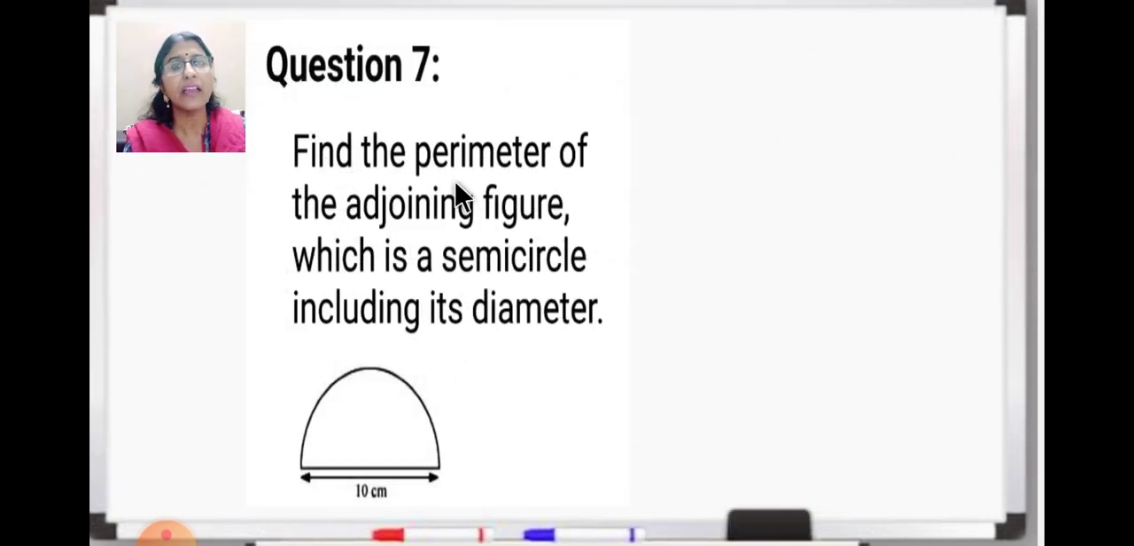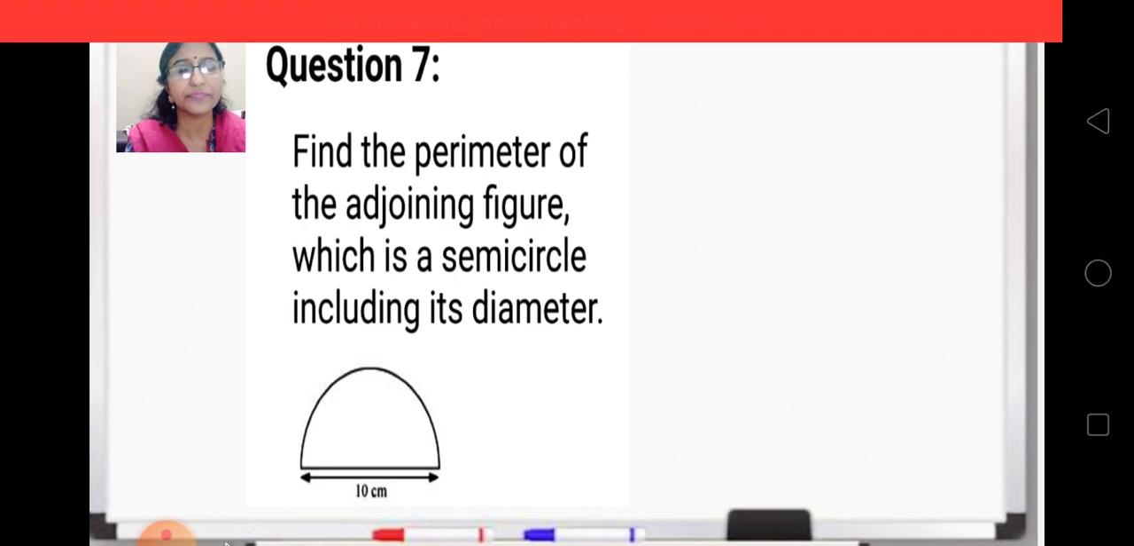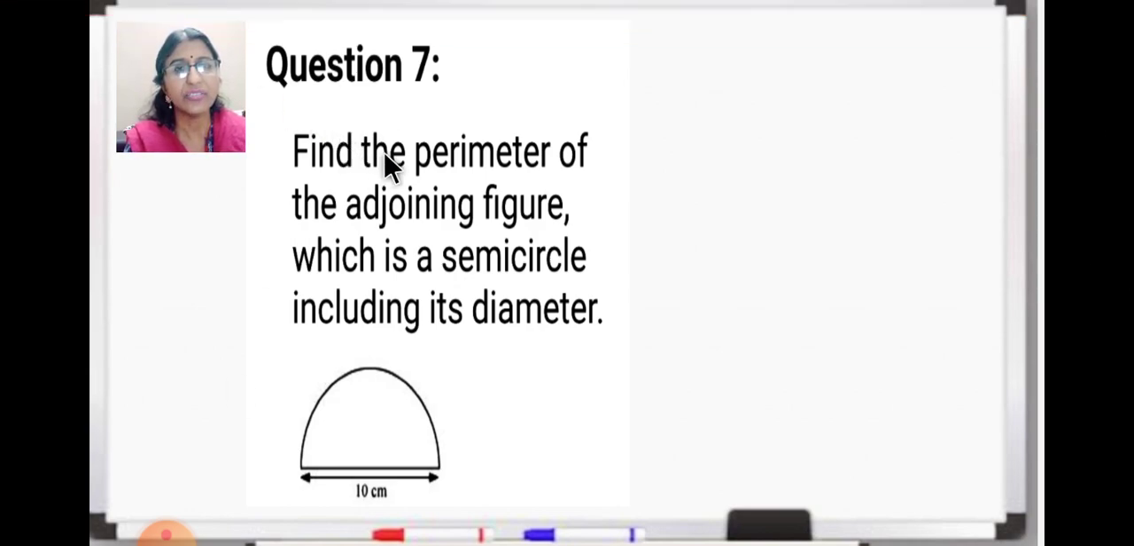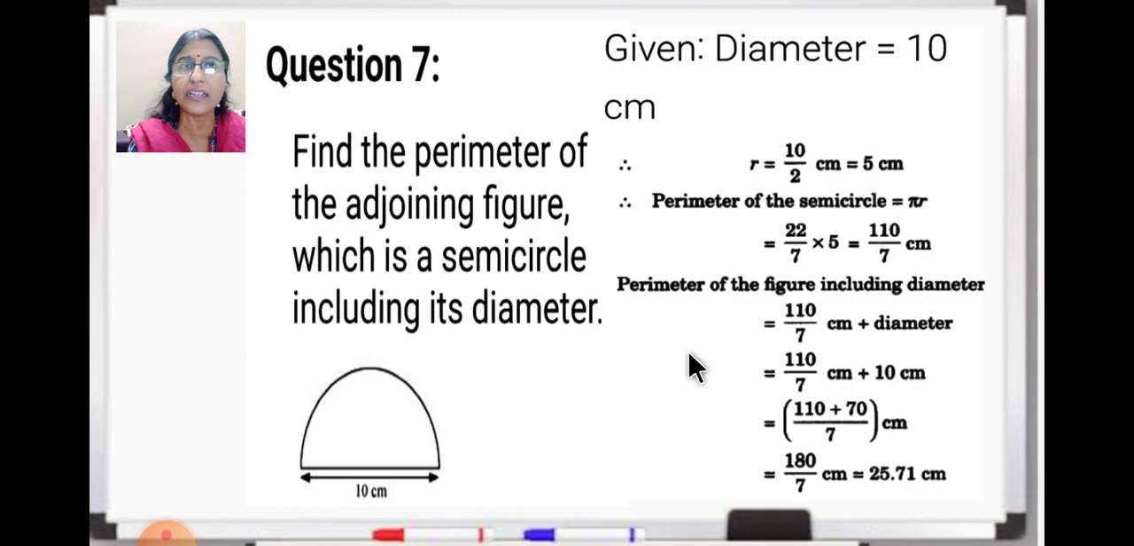Now question number 7: find the perimeter of the adjoining figure, which is a semicircle. You can see this is a semicircle including its diameter. So here you see what to do. First, this is a semicircle, and here you have to take its diameter also. Perimeter we have learned, perimeter means we have to find the circumference. So we will write the radius. What is the radius given here? The diameter is given as 10 centimeter. So the radius will be equal to 10 upon 2, so 10 upon 2 will be 5 centimeter.